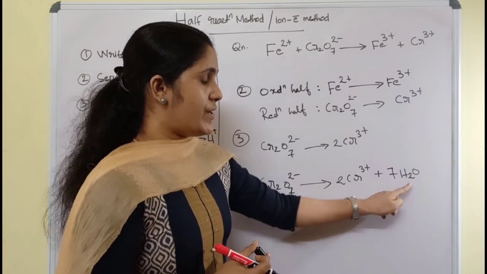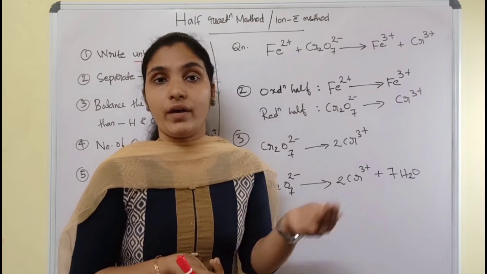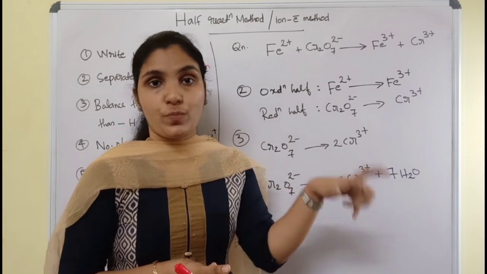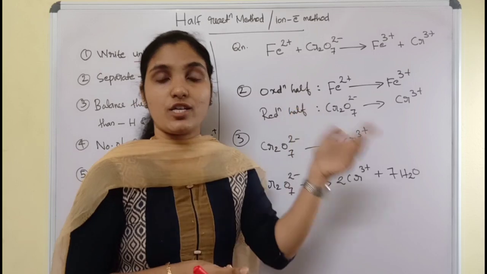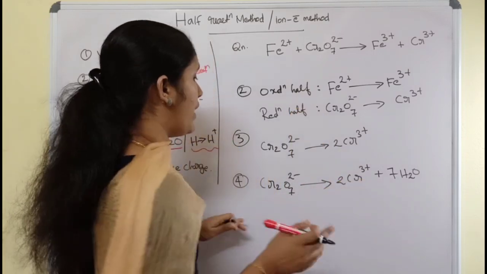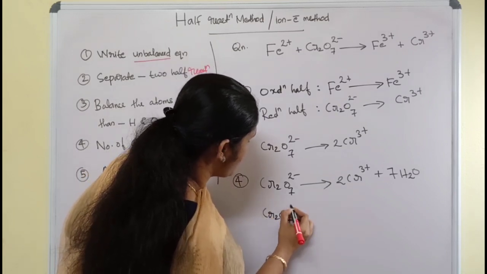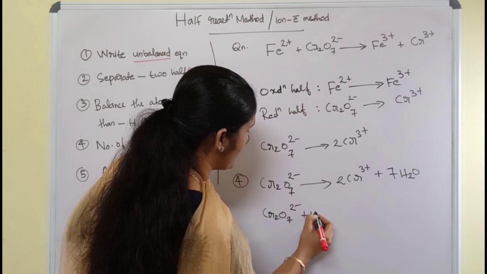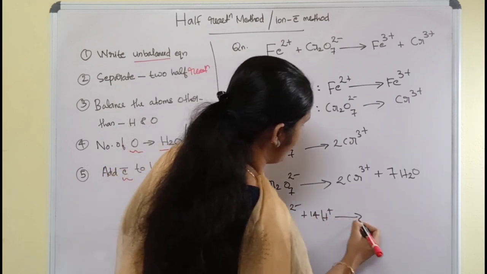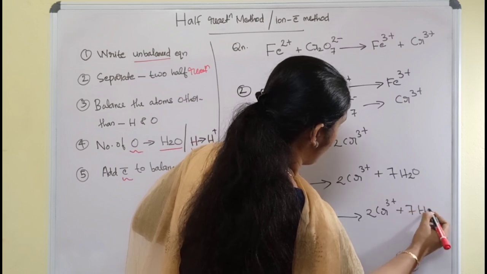Hydrogen, we can see on the right side, is 14 hydrogen. And how will we balance the number of hydrogen? By adding a sufficient number of H plus. And please note down, the reaction takes place in the acidic medium too. That is also mentioned in the question, sorry. So we can again rewrite the equation: Cr2O7 2 minus plus 14H plus gives 2 Cr3 plus 7H2O.